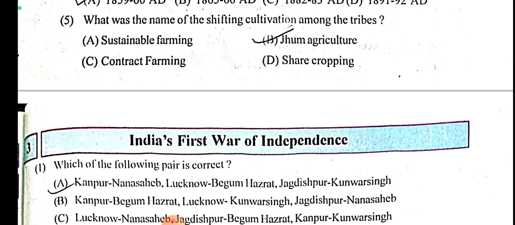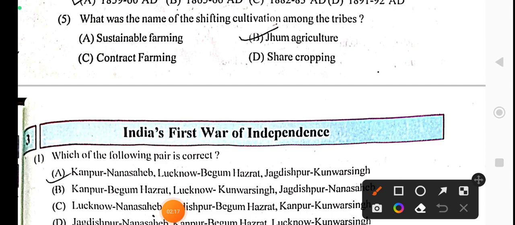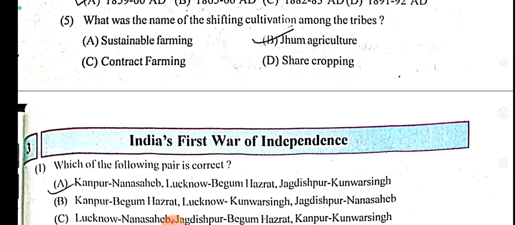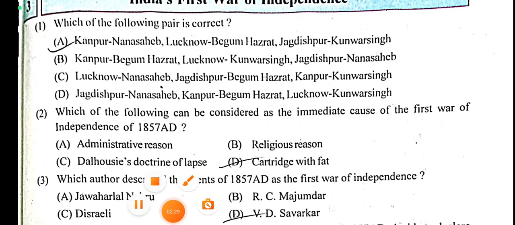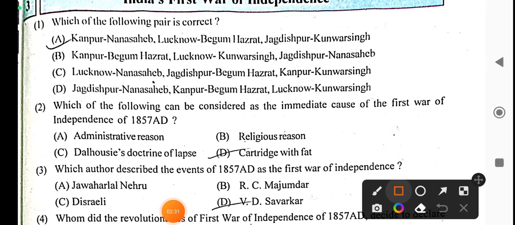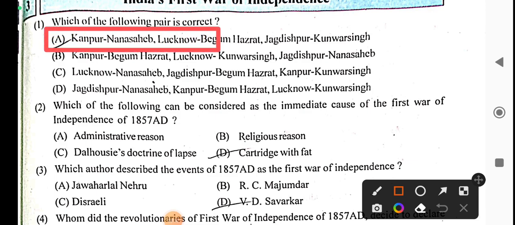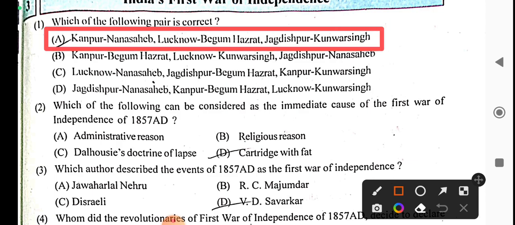What was the name of shifting cultivation among the tribes? Jhum agriculture. Chapter number 3, Indian First War of Independence. Which of the following pairs is correct? Kanpur, Nana Sahib; Lucknow, Begum Hazrat Mahal; and Jagdishpur, Kunwar Singh.